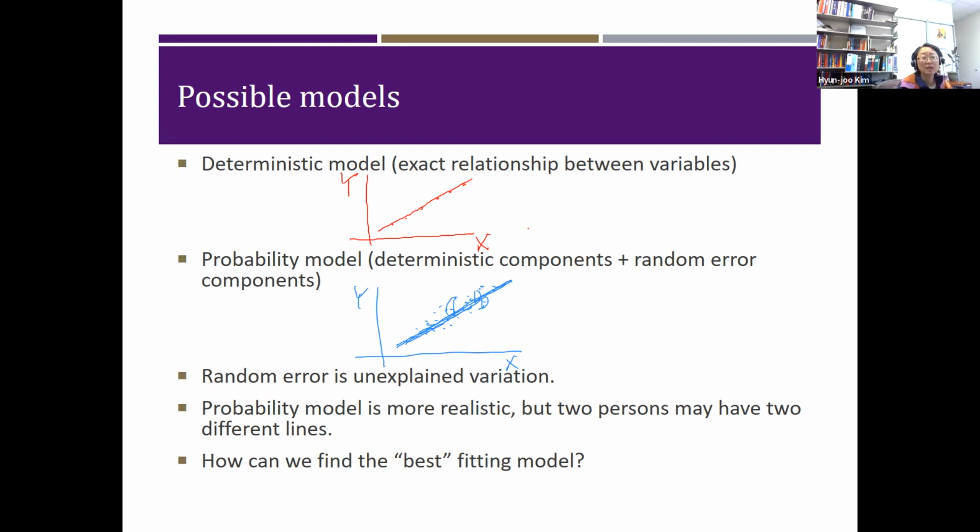On the other hand, sometimes it is hard to find exactly what the best model is, which means two people might come up with slightly different lines. The blue person gets this line, and the red person thinks, hey, this is the best line. It's a similar pattern, but a little different. How can we find the best fitting model? That's an added challenge, and we'll talk about how we can do that in a little bit.